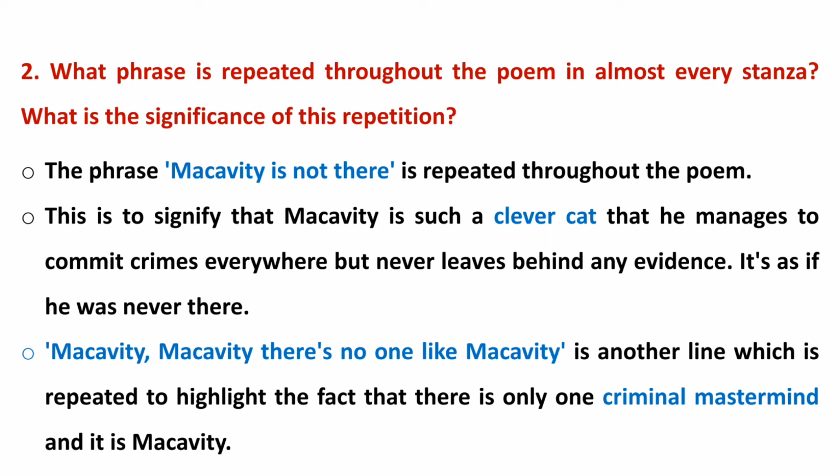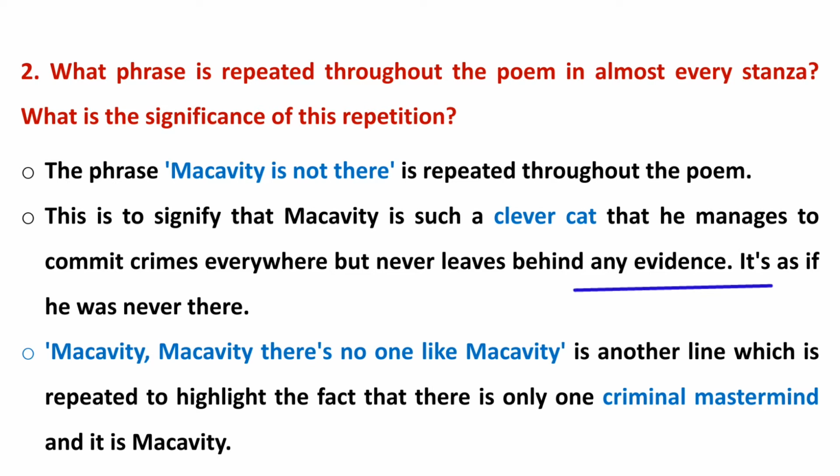So look at the first point. The phrase "Macavity's not there" is repeated throughout the poem, as I told you already, 5 times, at the end of the stanza. This is to signify that Macavity is such a clever cat that he manages to commit crimes everywhere but never leaves behind any evidence. It is as if he was never there.